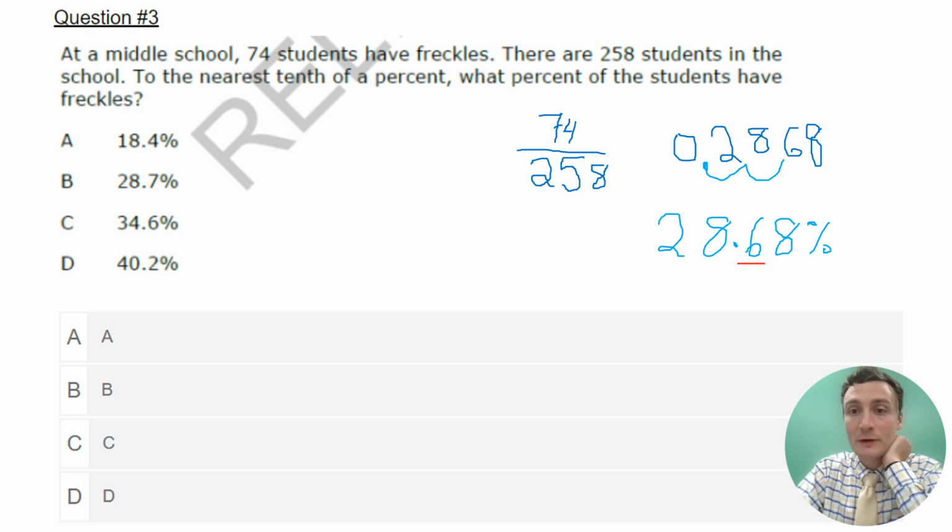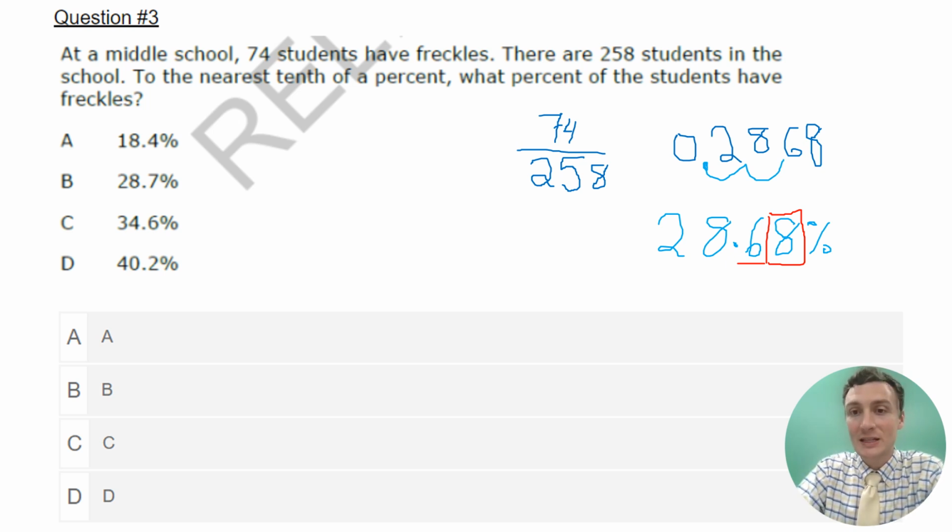So first I identify my tenth and then I say, is this 8 going to cause it to go up or stay the same? Well, I heard once from a student last year and it stuck with me, 5 or more, raise the score, 4 or less, let it rest.